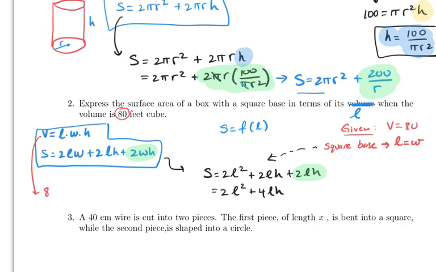So you can say the volume should be L times W. Since L and W are the same, this should give you L squared times H. Okay? So from here, you can solve for H. This will be 80 over L squared. So then you plug it in here, and then you simplify, and you'll be done. So therefore, this is 2L squared plus 4L, and then H is going to be 80 over L squared.